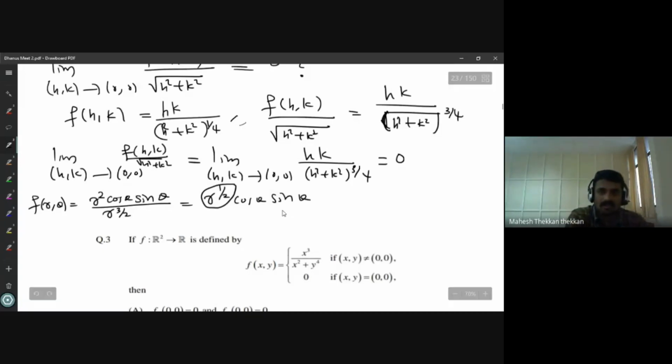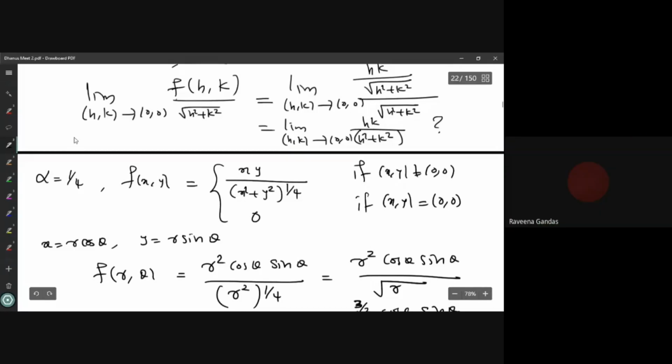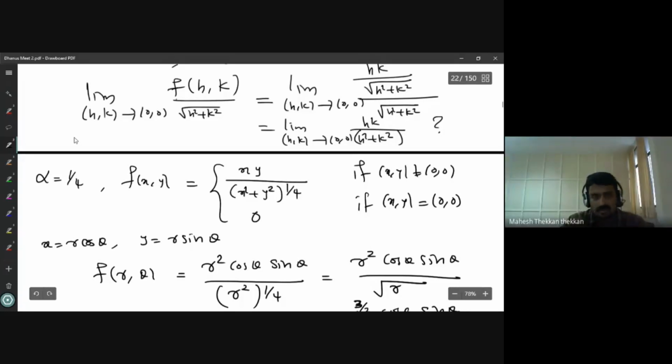Suppose you have these cases where we have seen the limit does not exist, for this one, hk by square root of h square plus k square. If you substitute polar coordinates here, what will you get? In the numerator you will get r square sine theta cos theta, and in the denominator you have r square. So this r square gets cancelled. What remains is f of r theta equals sine theta cos theta.